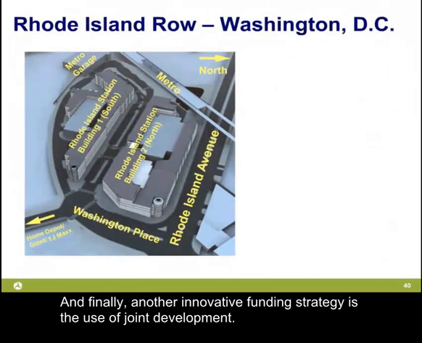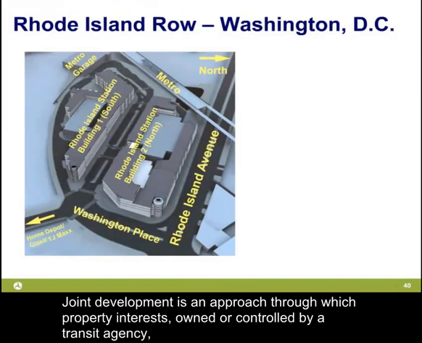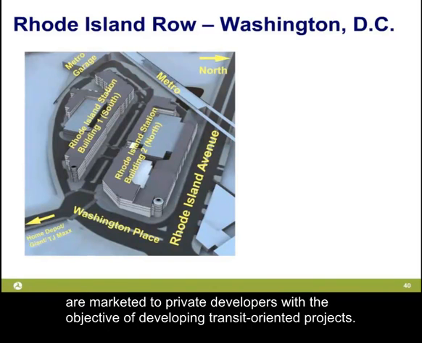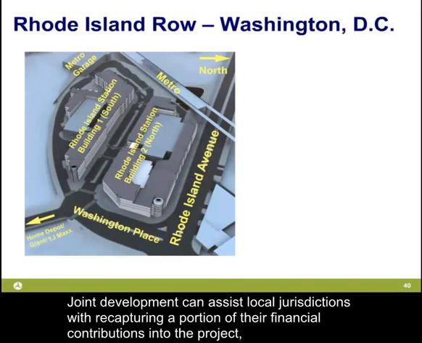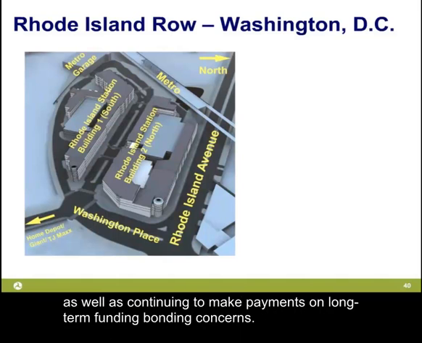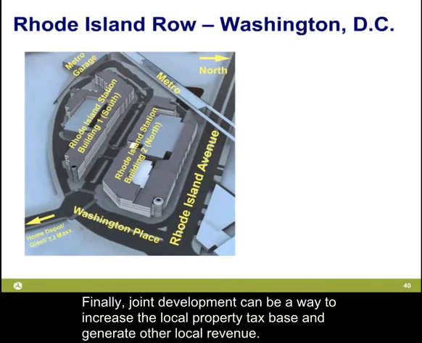And finally, another innovative funding strategy is the use of joint development. Joint development is an approach through which property interests owned or controlled by a transit agency are marketed to private developers with the objective of developing transit-oriented projects. Joint development can assist local jurisdictions with recapturing a portion of their financial contributions into the project, as well as continuing to make payments on long-term funding bonding concerns. It can also be a way to increase the local property tax base and generate other local revenue.